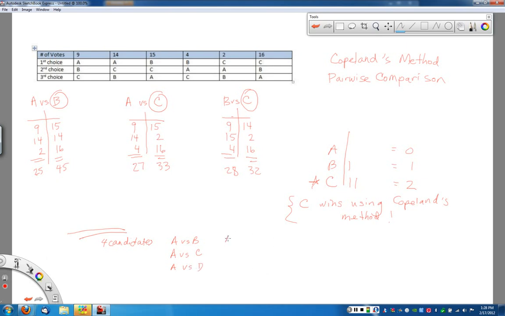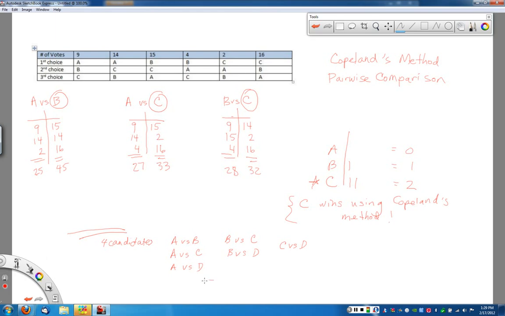Then, who else have we missed? Well, B needs to go against C, but B also needs to go against D. And then we still have a C versus D matchup that we haven't done. So with three candidates, we only had to do three of these pairwise comparisons. But when we get to four candidates, we actually have to do six different one-on-one matchups. And so we'll have 6 points to distribute by doing each one of these matchups. It's not very hard to do one, but you can see already with four candidates there's a lot more of these one-on-one matchups that we have to do.